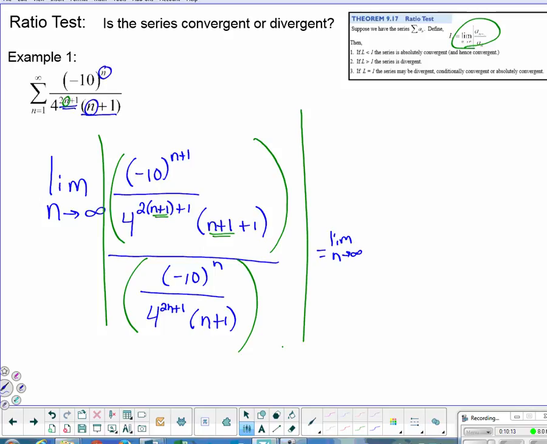If I strip off my, or if I absolute value this, I really don't have a need for the negative, because no matter which way it turned out, positive 10 or negative 10 to some power, it's always going to come back to be a positive 10. So I'm going to go ahead and just allow that negative 10 to drop. I guess you could do it now, you could do it later. 10 to the n plus 1 over 4 to the 2n.